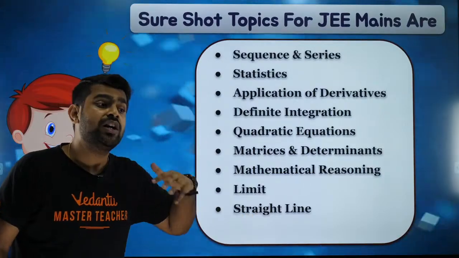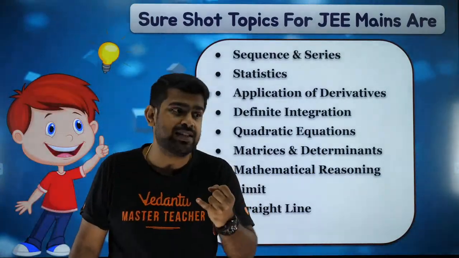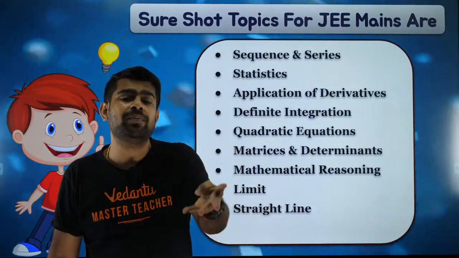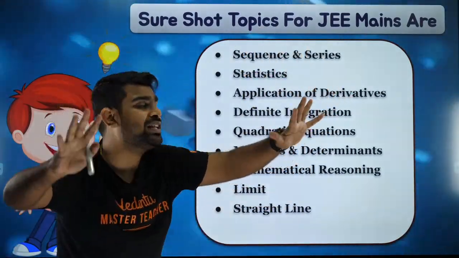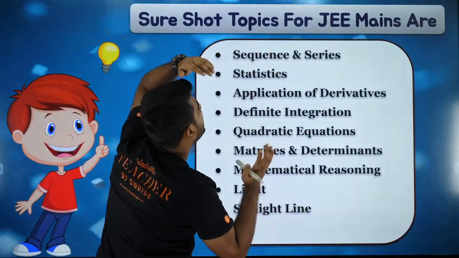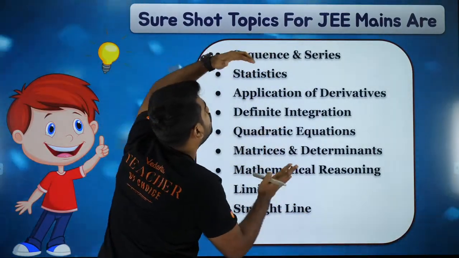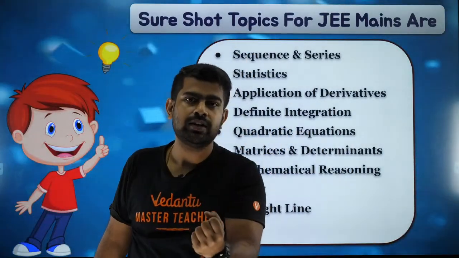Guys, there are other chapters which are important. For example, calculus, vectors, 3D, probability, PNC. Yes, they're also important. But I am picking the easiest topics which are easy to score to get 60 marks for a student who's weak in mathematics. That is where you need help, right?